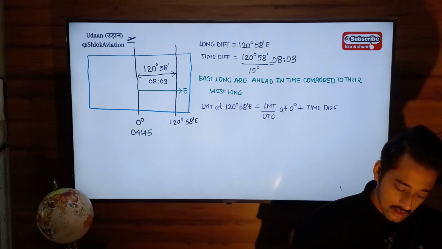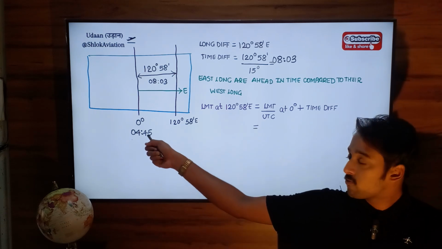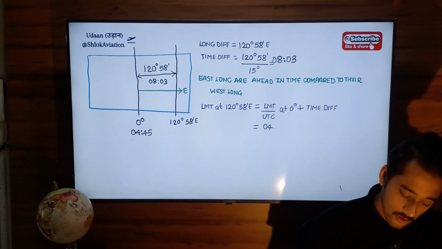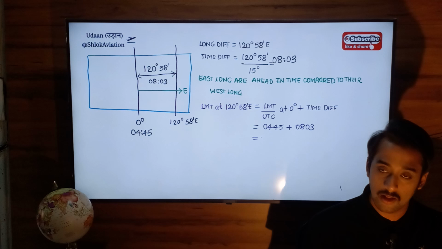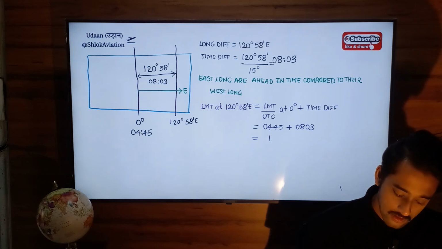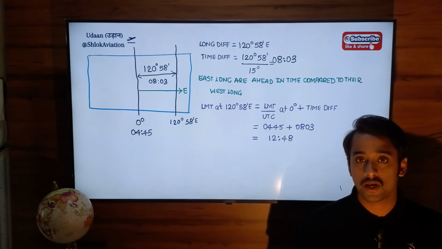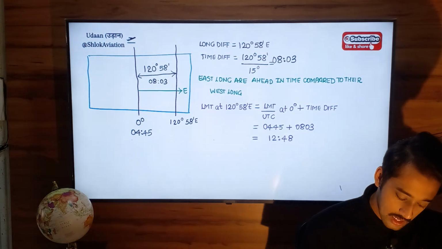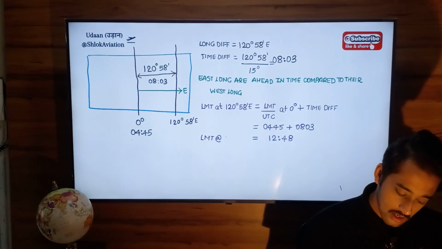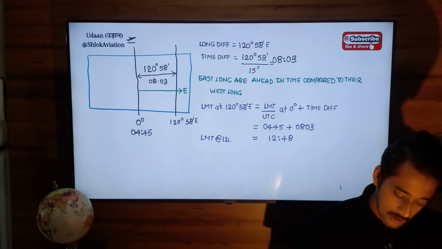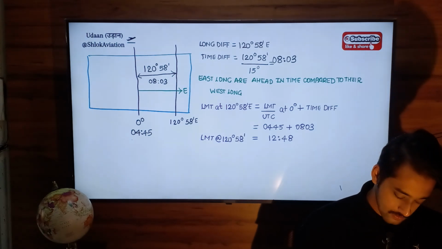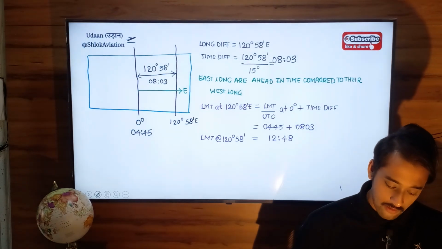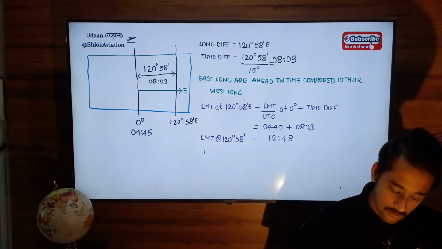So now UTC time is how much? 0445. Time difference is 0803. So the total will be 8 plus 4 is 12, 45 plus 3 is 48. So 12 hours 48 minutes, 12:48 p.m. So LMT at the time of landing will be equal to 1248 p.m., or 1248 afternoon.